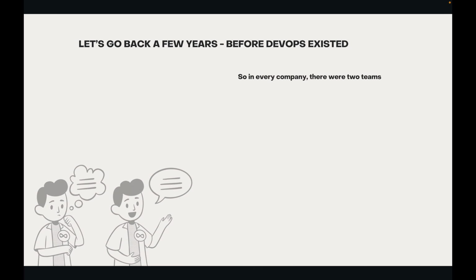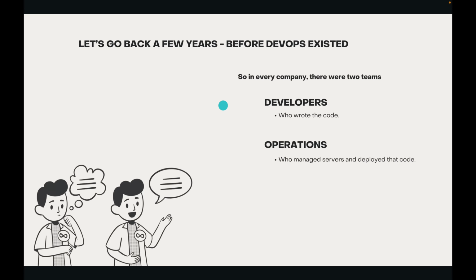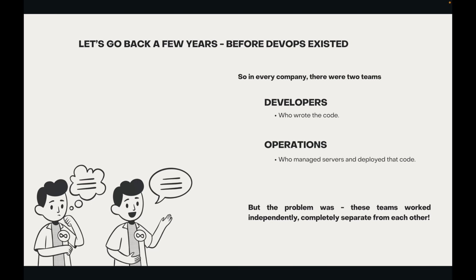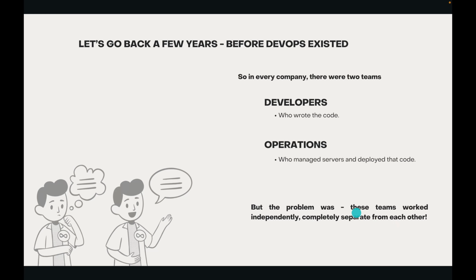Okay, let's go back a few years before DevOps. At that time, in every company, there were two teams. One is called developers, who wrote the code, and another team called the operations team, who manage servers and deploy that code. Now it sounds very simple, right? But the problem was these teams work independently, completely separate from each other, and they don't interact with each other. So this type of problem we were facing at that time before DevOps.